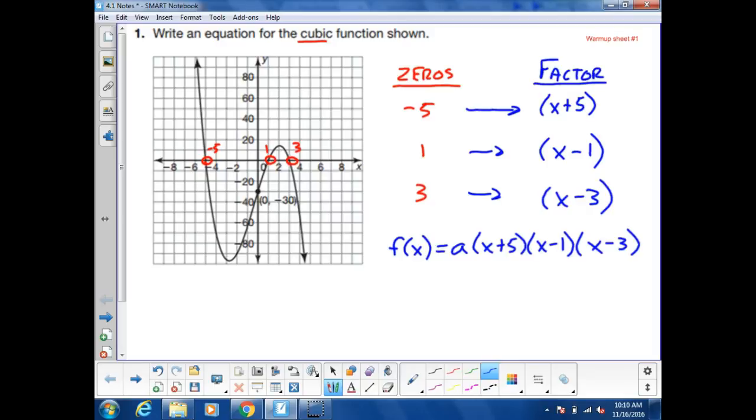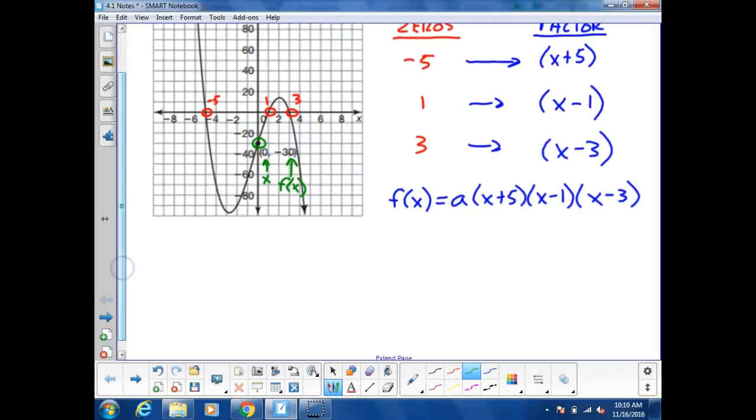Izzy? It gave me a point right here. Gave me that point right there. So I'm going to plug in what? Where am I going to plug in 0 for x? Where am I going to plug in negative 30? For f of x. So that now looks like negative 30 equals a times 0 plus 5 times 0 minus 1 times 0 minus 3.